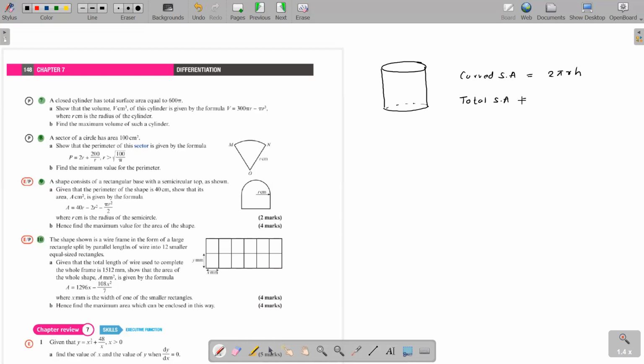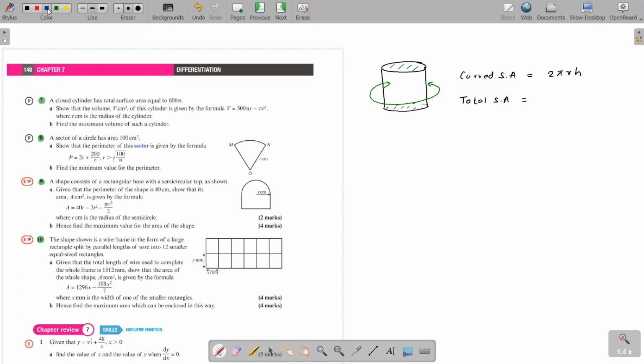Total surface area means the curved surface. Curved surface means this around part, the part that is going around the cylinder. And you have the two circular lids, one up and one down. Can you see? So there are two circles.